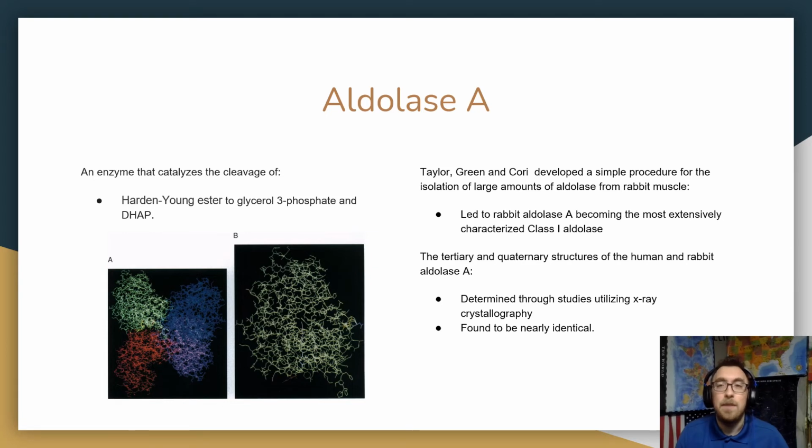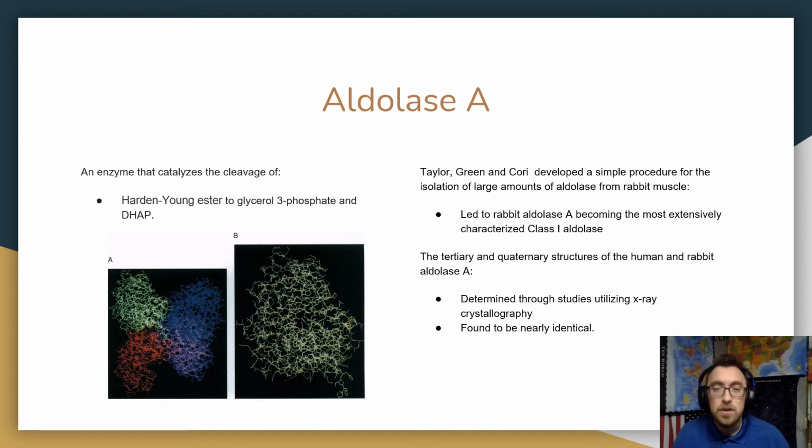Rabbit aldolase A was the first aldolase for which an amino acid sequence was published. Demonstration of the rabbit aldolase A messenger RNA sequence by cDNA cloning conclusively demonstrated that rabbit aldolase A has 363 amino acids and corrected several errors in the published amino acid sequence.